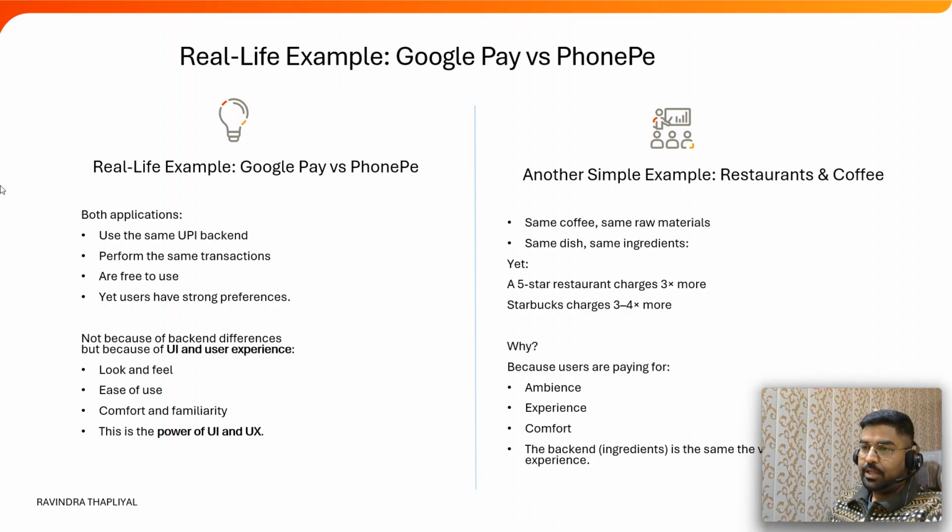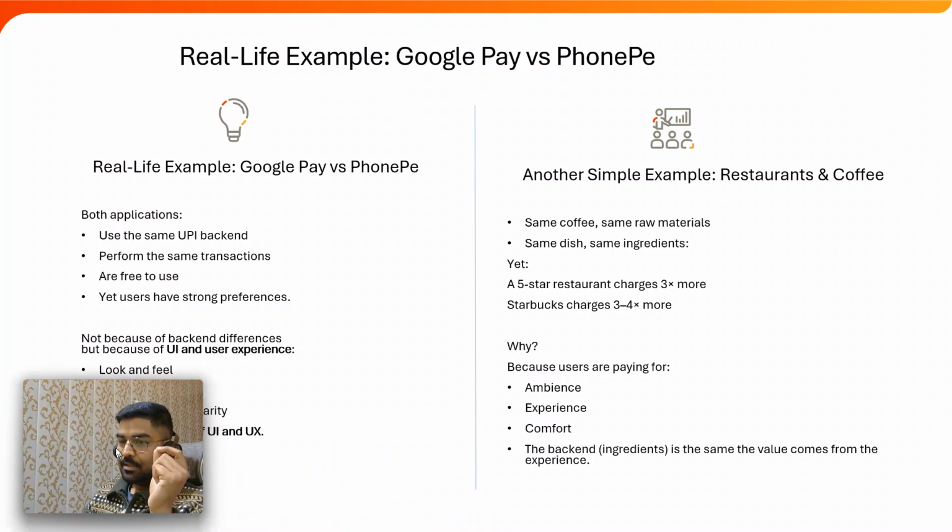So what I have written down over here is: both applications use the same UPI backend, perform the same transactions, and are free to use, yet users have a strong preference, not because of backend difference, because the backend is the same for both of them. They are using an API for UPI, but because of the UI and the user experience, look and feel, ease of use, comfort and familiarity. And this is the power of UI UX.